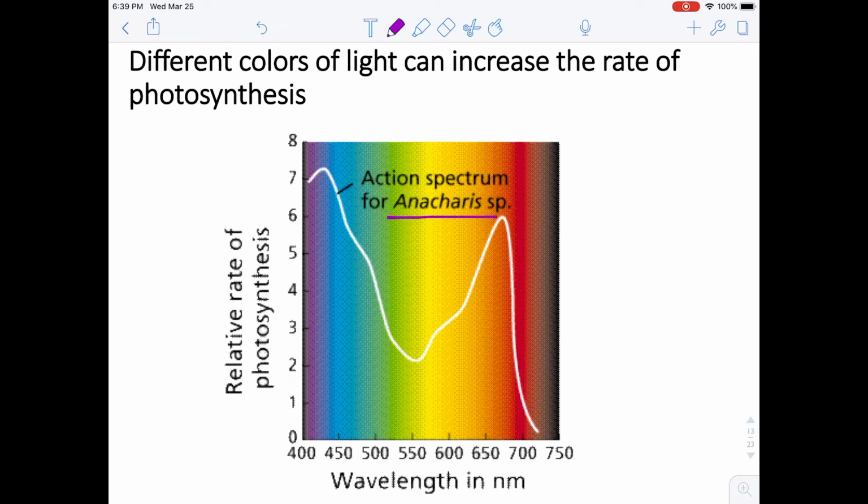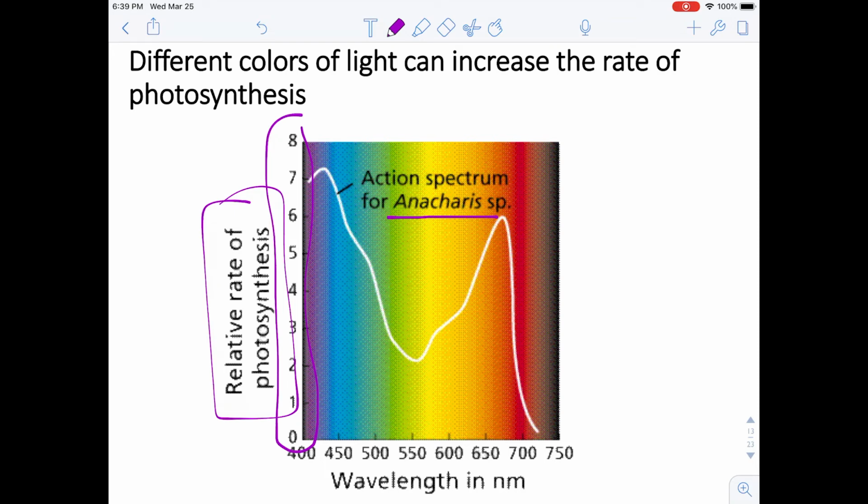This is a graph of Anacharis, the species Anacharis, which is a green plant you would put in a fish tank. And this is the action spectrum. So it's showing you the relative rate of photosynthesis. Relative rate meaning these numbers on this y-axis don't really have a meaning. It's just used for comparison. So you know that 7 is greater than 2.